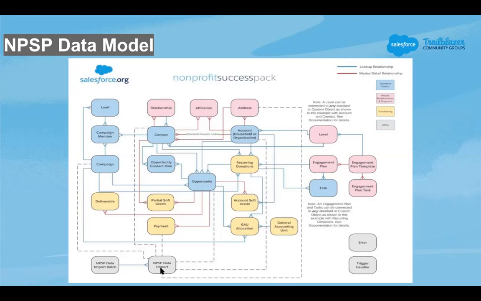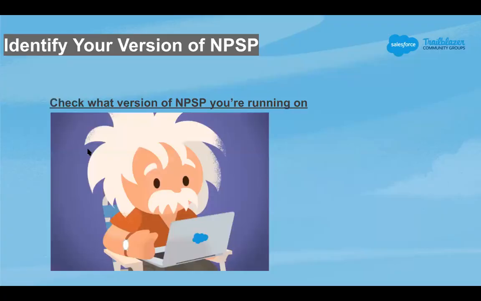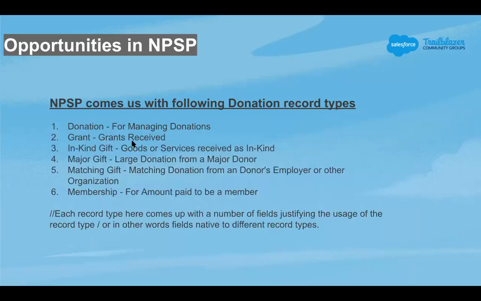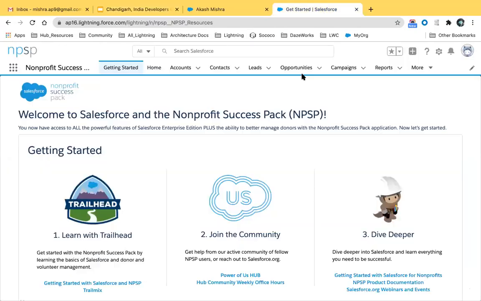Then you can run this batch, and once you run it, it automatically creates accounts, contacts. It also creates opportunities, all those things, right? So this is how you can work. These are the multiple types of opportunities or donations that are part of NPSP. So I'll quickly move on to getting started.